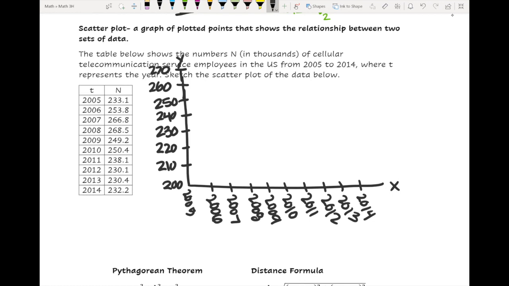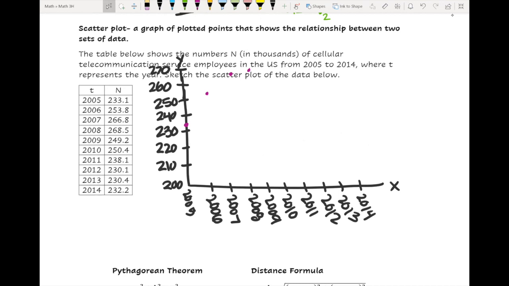And then let's plot these points. In 2005, we get 233.1. So a little between the 230 and the 240 is 233.1. In 2006, we had 253.8, a little over 250. And then 2007, we had 266.8. 2008 is 268.5, so pretty close to 270 here.